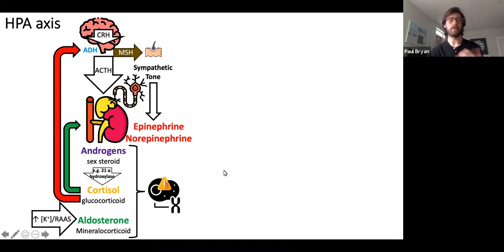So they have very broad effects, and essentially cortisol receptors, I believe, are ubiquitous on cells within the human body. So they have a lot of effects. So what is this stress and why does it happen?